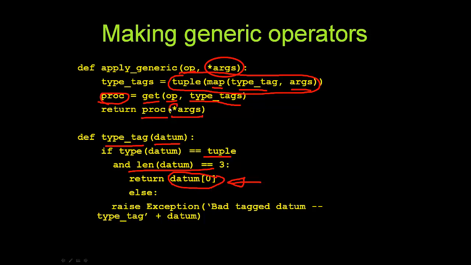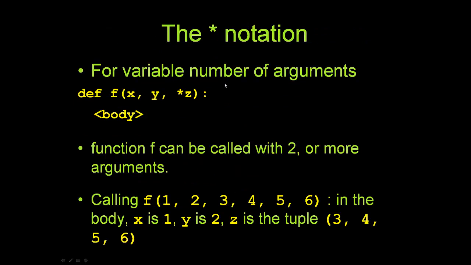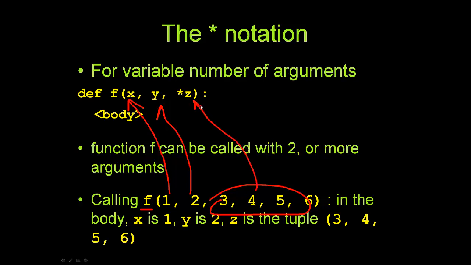Now, interestingly, there's this star thing here, and we'll talk about that. The star notation allows you to take care of functions with a variable number of arguments. For example, if you define f of x, y, star z, and this body, then this function f can be called with 2 or more arguments. Now, if you call function f with 1, 2, 3, 4, 5, 6, then 1 gets mapped to x, 2 gets mapped to y, and everything else is put in a tuple and gets mapped to z. That's what it means. So star means that I'll take whatever is coming after.